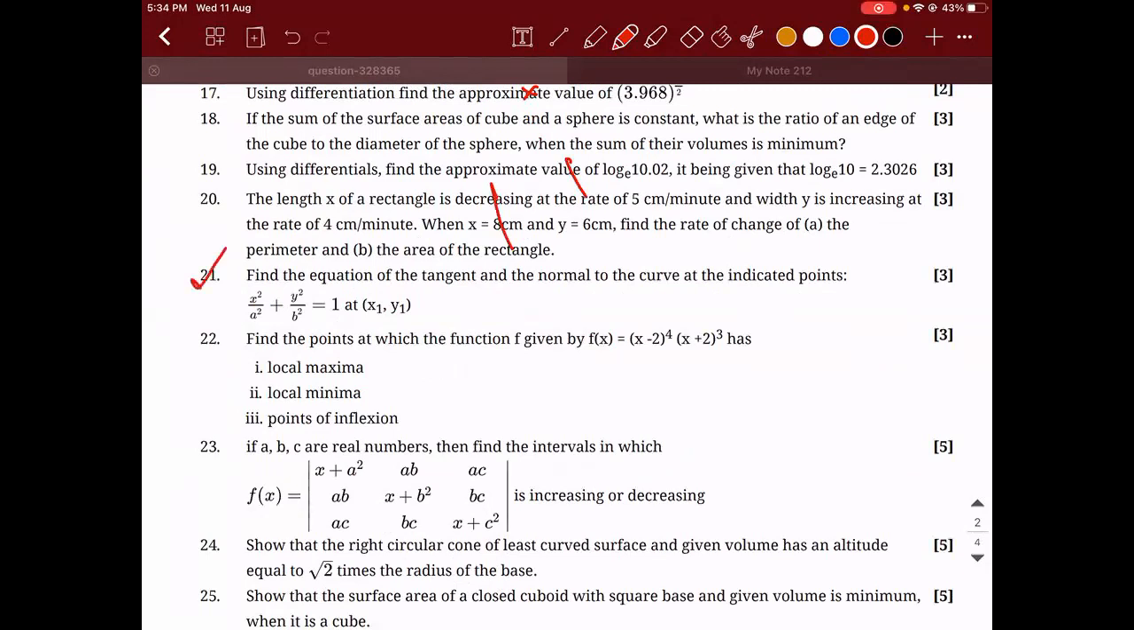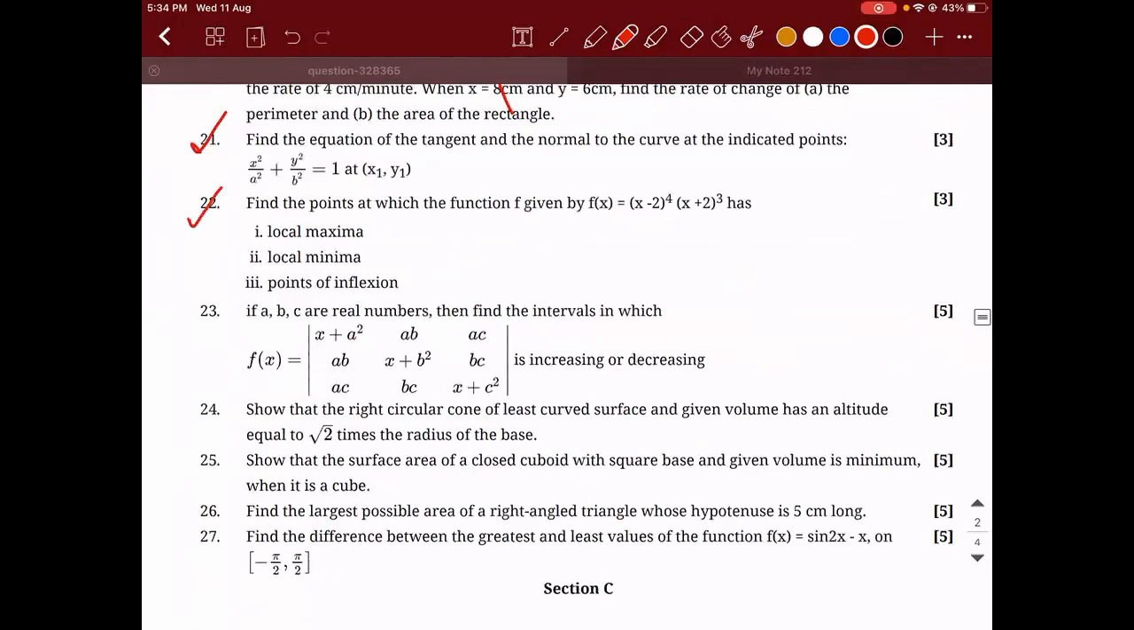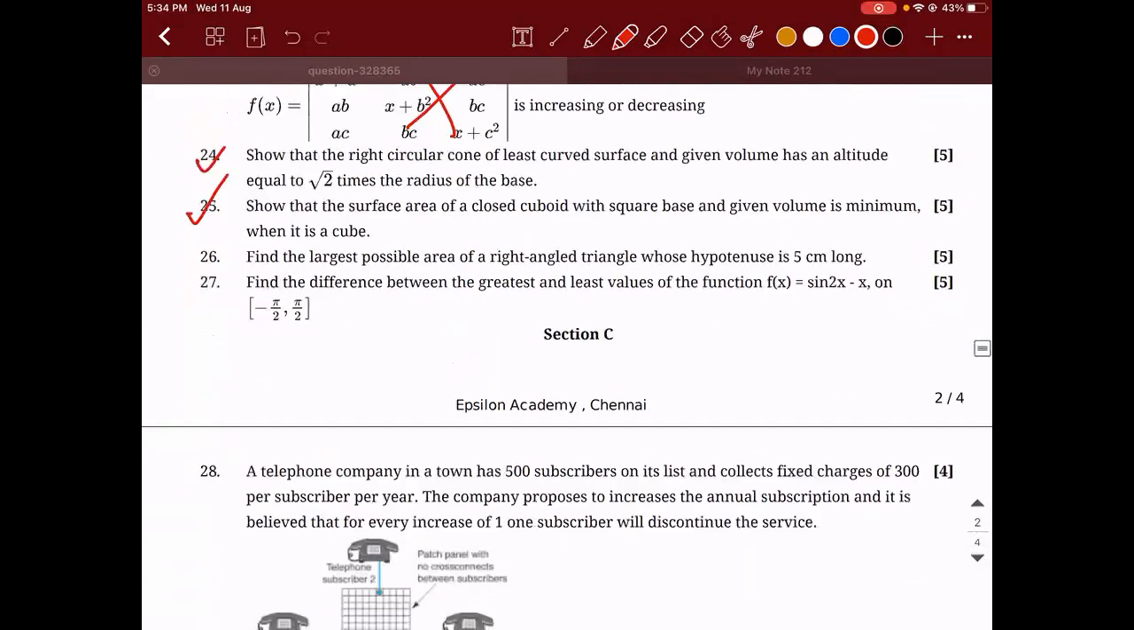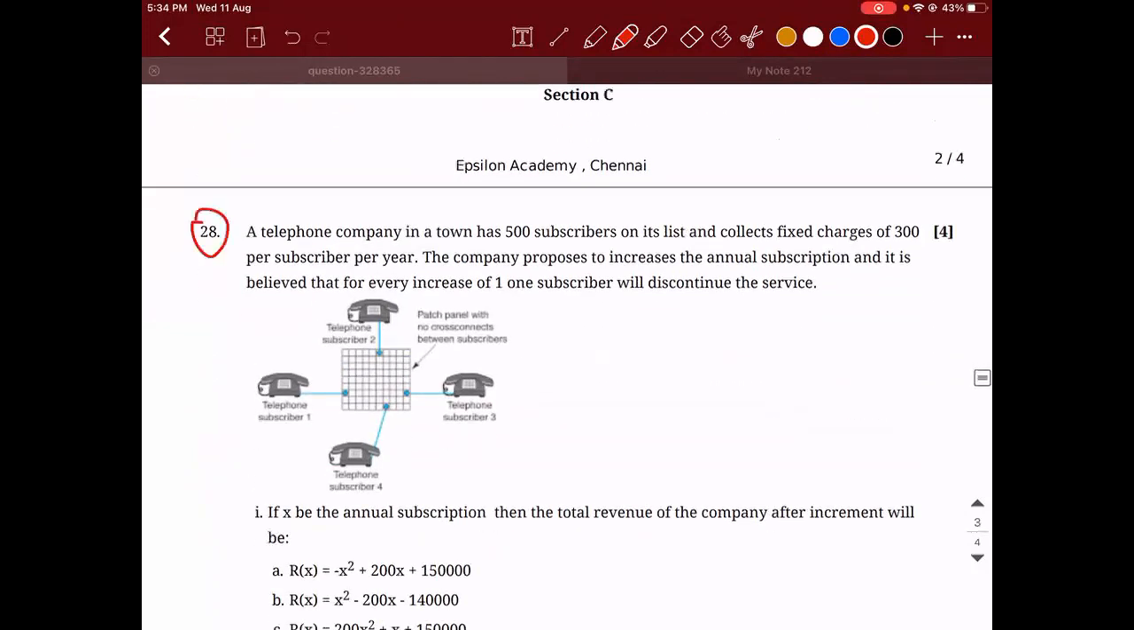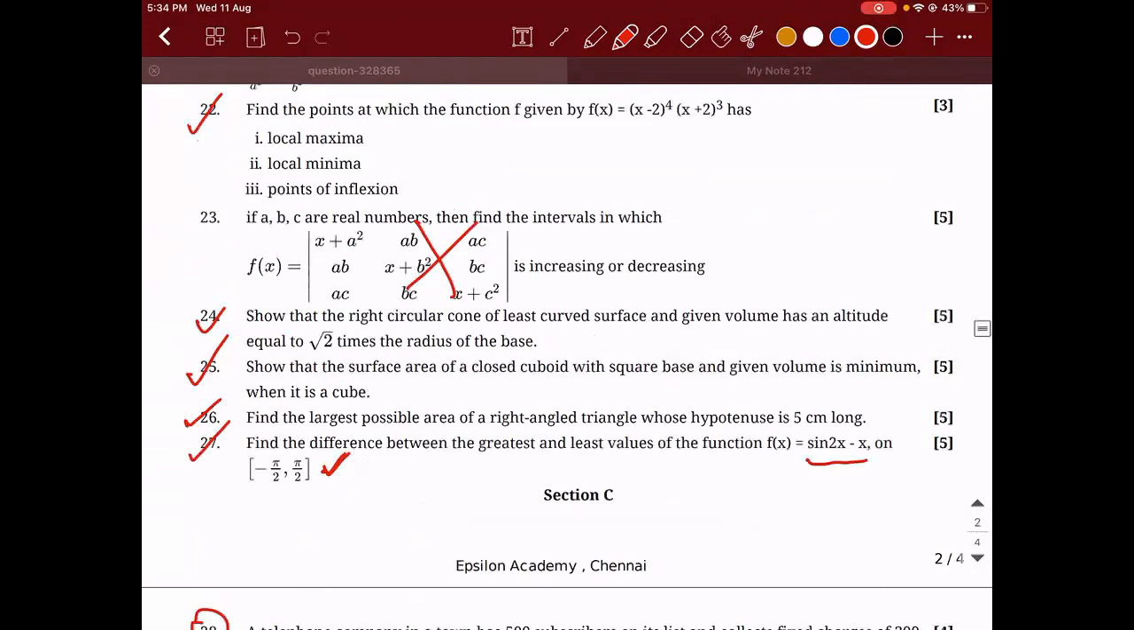This part I'm leaving it to you. This part also I'm leaving to you. This you need not do. Show that the right circular cone of this one you can try on your own. This one also you can try. Find the largest possible area of the right angle triangle whose hypotenuse is 5 centimeter long. This also you try. Find the difference between the greatest and the least value of the function. I have taught how to find the maxima and minima. Here they have restricted the domain also, minus pi by 2 to pi by 2. This also you try. Sir, can I give that algorithm for the 24th question, sir?